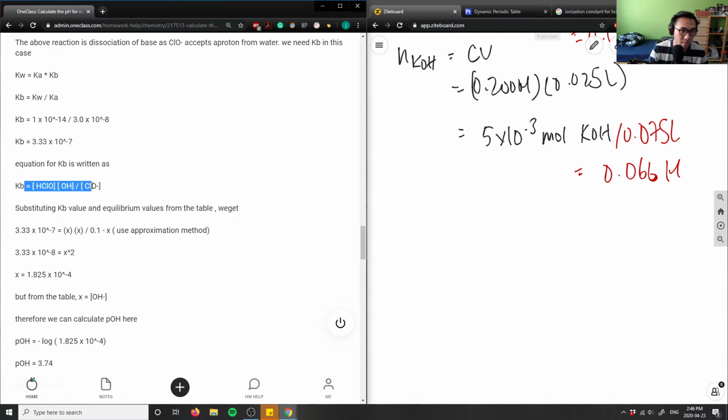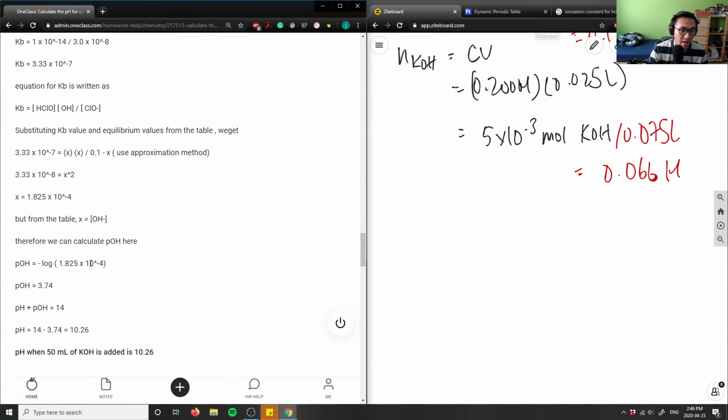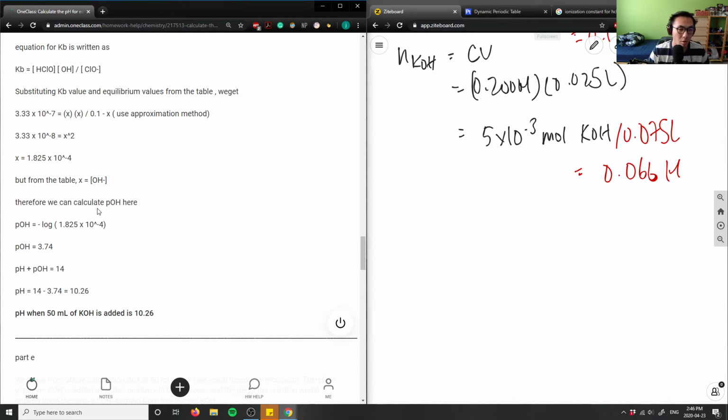Then you could write out your equation for the dissociation constant. So again, HClO times OH minus, the hydroxide ion, over your ClO minus. That's good. And again, you have your ICE table here. You substitute here. You get X equals 1.825, which is equal to the concentration of hydroxide ions. So now you can use pOH equals negative log of the hydroxide ion to get pOH, and then you simply subtract it from 14 to get your pH here.